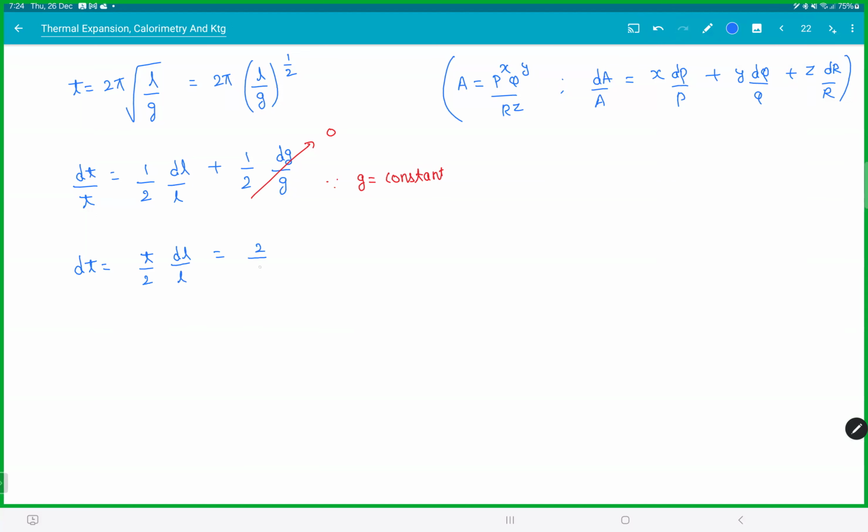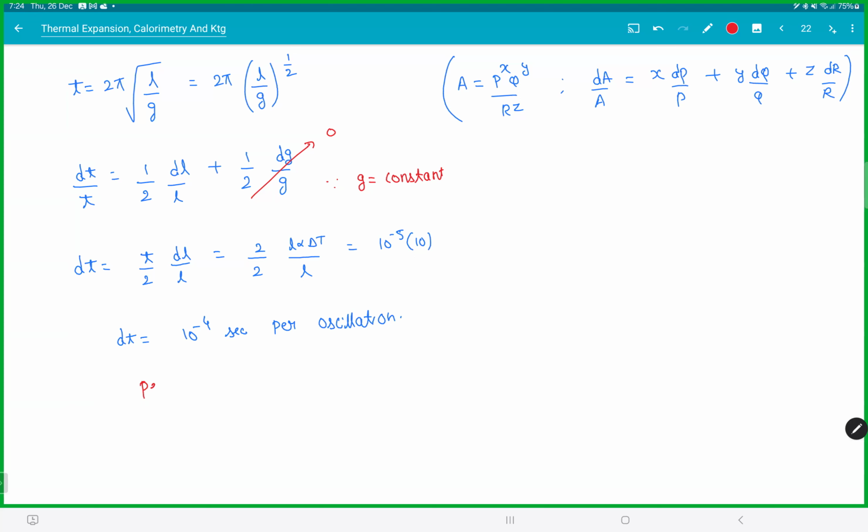T is 2 seconds, it's a seconds pendulum. dL is L alpha delta T, divided by L. L and L will cancel. Alpha is 10 power minus 5 and delta T is 10. So we get dT is 10 power minus 4 seconds. What is the meaning of this? The change in time period is 10 power minus 4 seconds per oscillation. So every oscillation has increased by this much time.